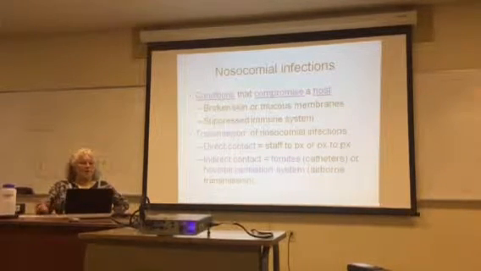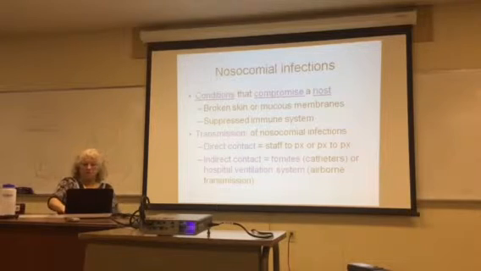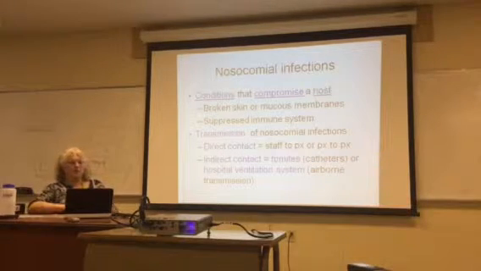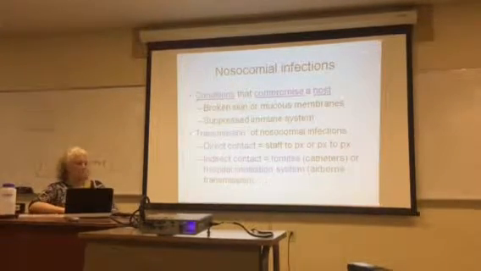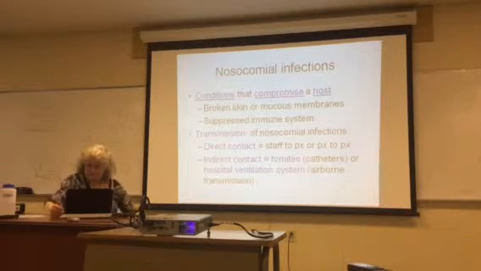Conditions that compromise the host would be broken skin or mucous membrane. So if you go to the hospital with trauma or you're having surgery, or you have some sort of condition that your immune system is suppressed. Transmission of nosocomial infections can be direct contact from staff to patient or patient to patient, or it can be indirect through fomites, such as a catheter or the hospital ventilation system, where it becomes airborne, or the water cooling towers of the air conditioning system.